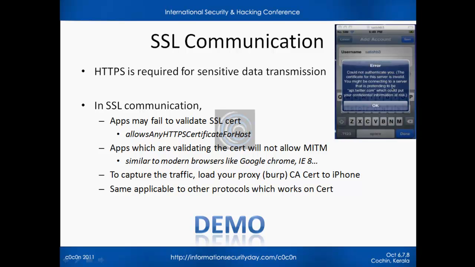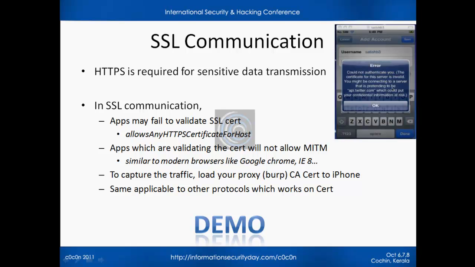In SSL communication, if we talk about browser-based applications, browsers automatically validate the server certificates. Whereas in native applications, the developers have to write code which validates the server-side certificates. If developers do not write proper code, then the application will fail to validate the certificates. One common mistake that we see in iPhone applications is the use of the allowsAnyHTTPSCertificateForHost function call. If an application code contains this function, it indicates that the application can accept any certificate even if it is not issued by the original server.